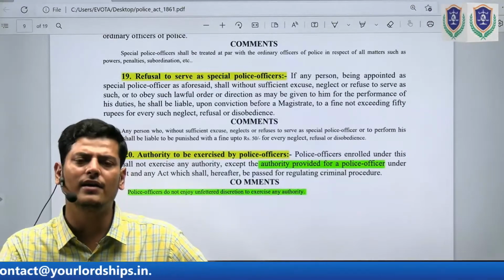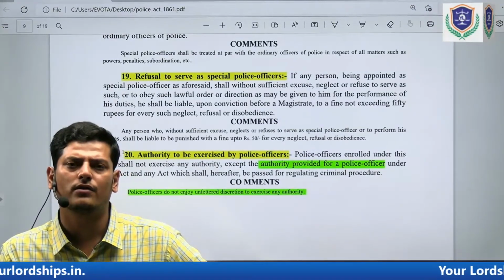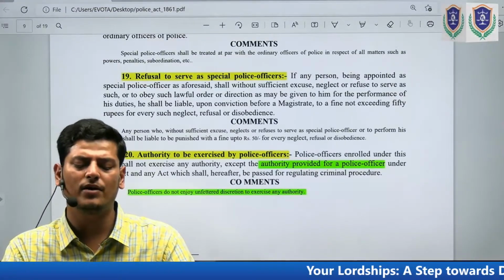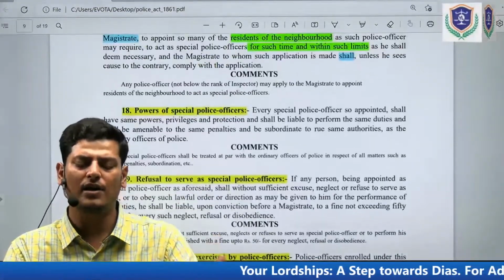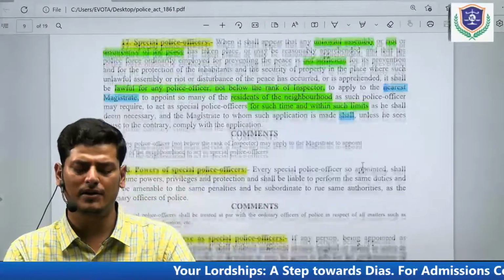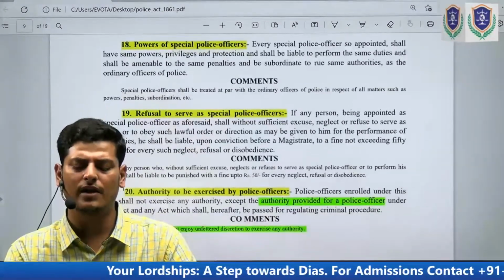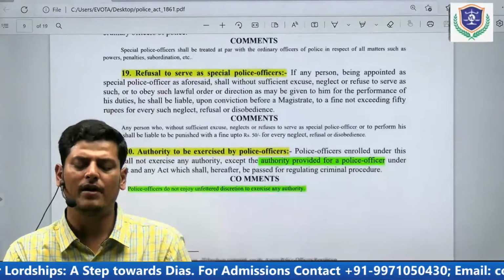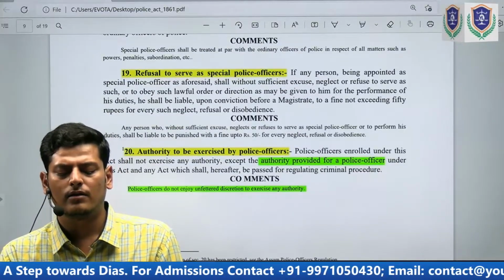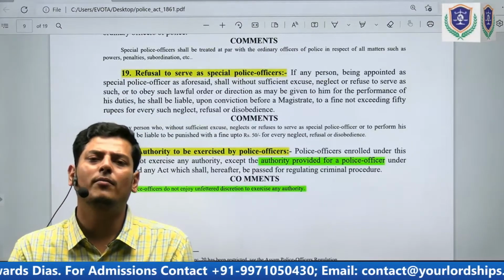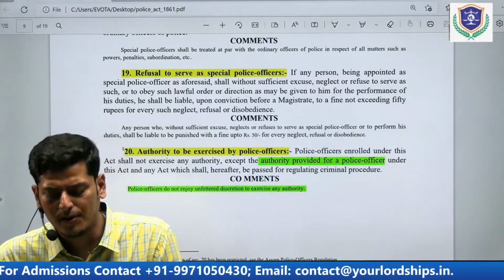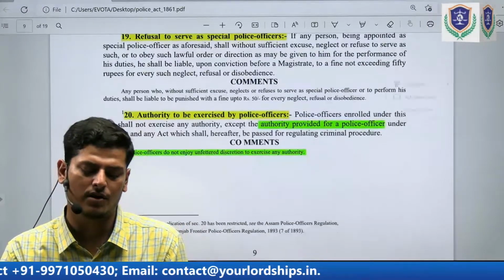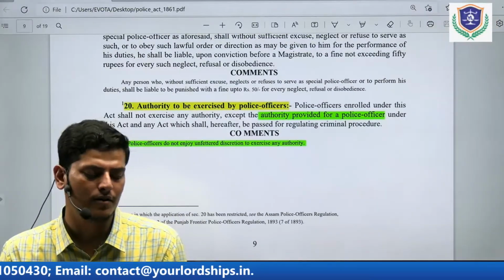So 17, 18, 19 ये special police officer. उनका employment किस condition में होता है, कौन करता है, किसके application पे करता है, ये दिया है 17 में. उनकी power क्या है, उनकी duty क्या है, 18 है. और 19 में अगर वो refuse कर दें, then upon conviction before a magistrate, they may be also be held liable to pay a fine of not exceeding ₹50 for such neglect. So section 19 is the penal provision.